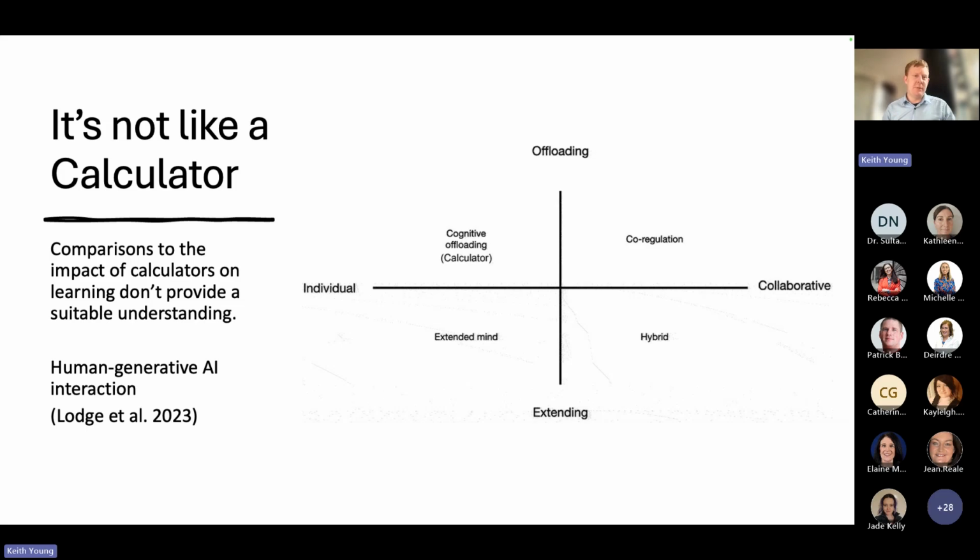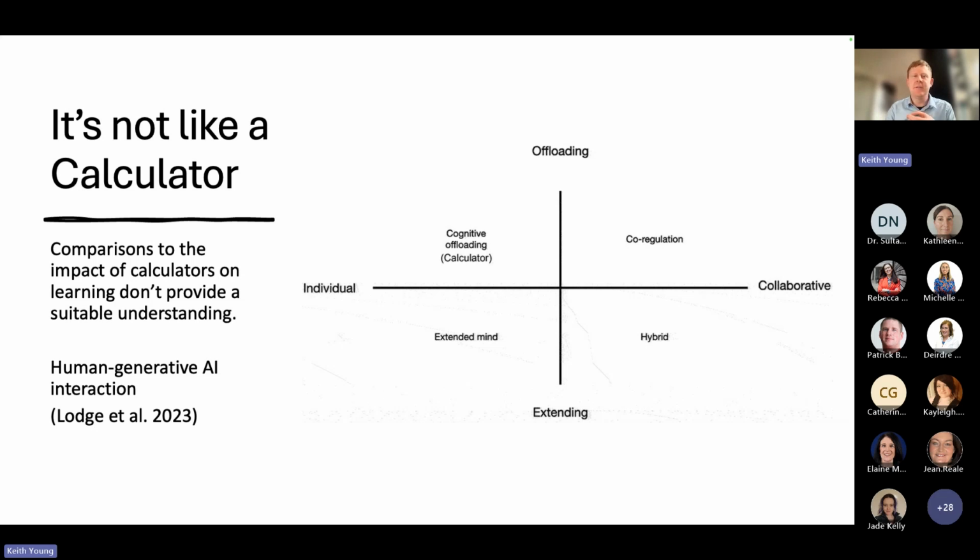But this really interesting paper from Lodge et al. decided to try and explore, well, we've got decades of research already that looks at the idea of human and computer interaction. What could we learn from this if we try to apply it from a human and generative AI perspective? And again, they highlight this from the perspective of offloading or extending our capabilities and getting the AI to do things versus working on it collaboratively with them as well.